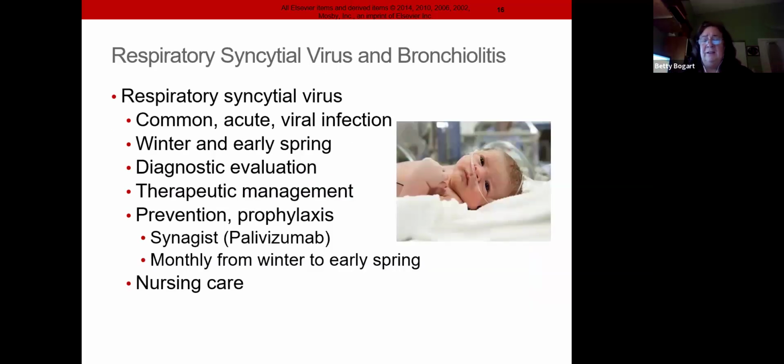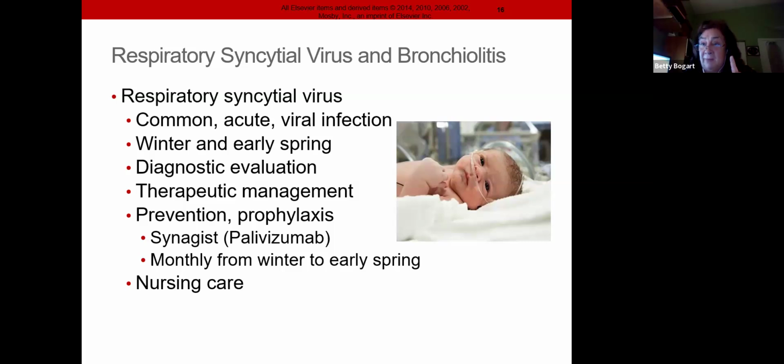Now, RSV is also called bronchiolitis. So the bronchioles are inflamed. It is a common acute viral infection again. And in most normal, healthy newborns, we don't do anything to prevent them from getting it. They can tolerate it. But what if you had a congenital heart defect? What if you had cystic fibrosis or another immunosuppressive disease? There's nothing. So we want to prevent it.